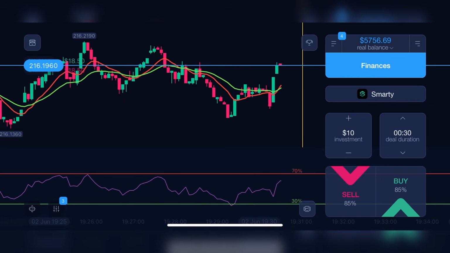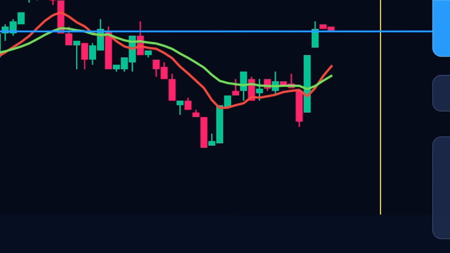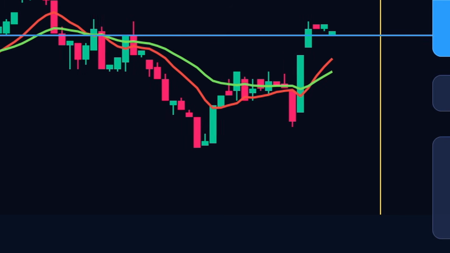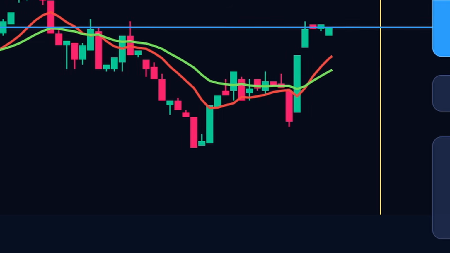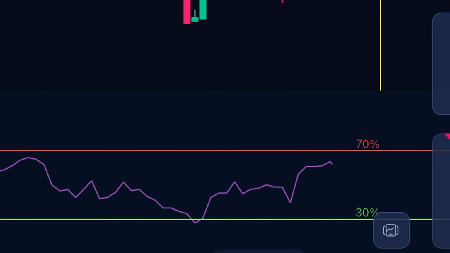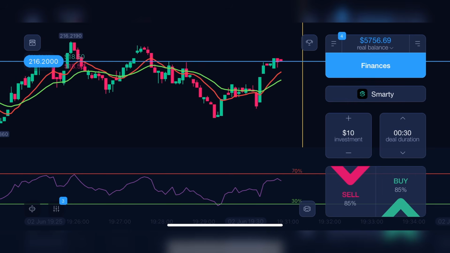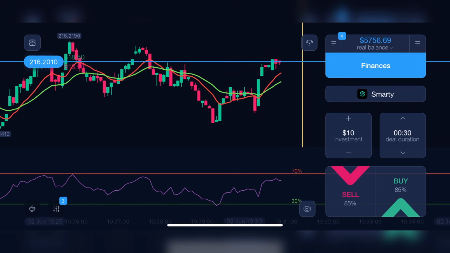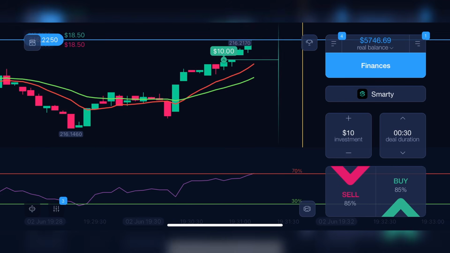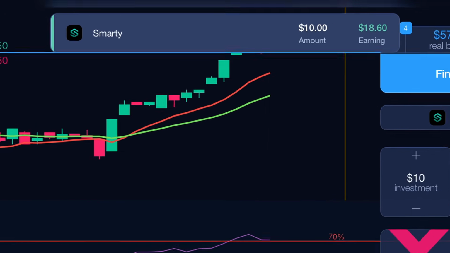Now here we can see that after that short downtrend, the market is now moving in an uptrend. The red moving average, which was initially at the bottom, crossed the green line and came to the top. The RSI indicator also confirms that we can go for a buy trade with minimal risk. So let's place a $10 buy trade right here. We won that as well.